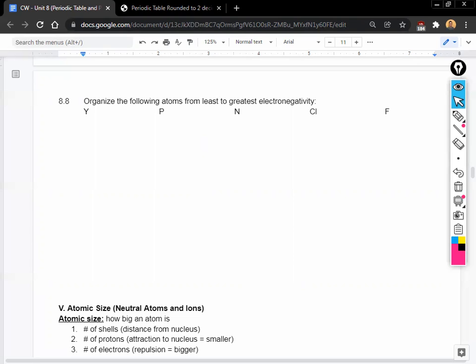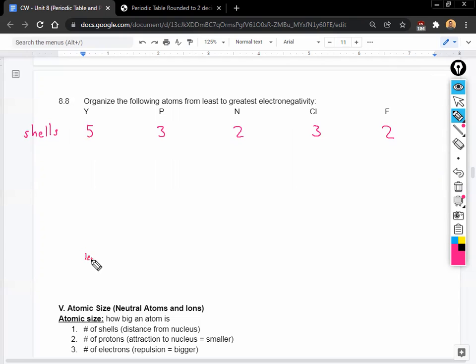Alrighty, guys, let's organize these in terms of least and most electronegative. So I have all of the elements here. The first thing I want to look at for all of them are the number of shells. So how many shells does Y have? 5. P? 3. How many does N have? 2. Cl? 3. And F? 2. Okay.